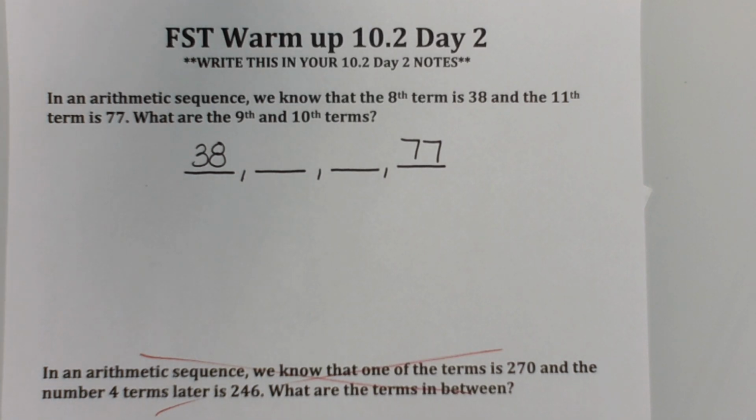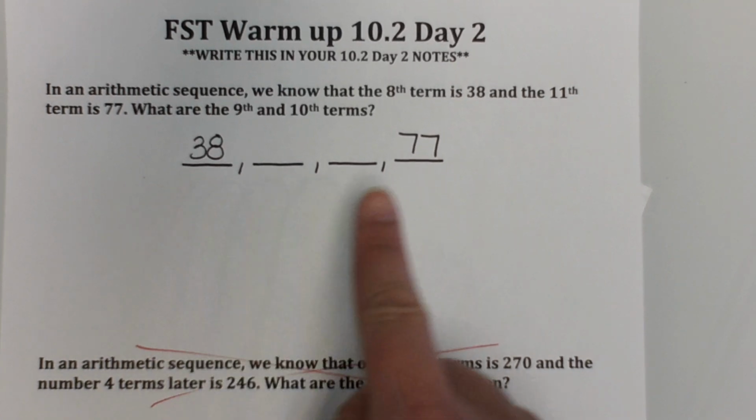Today our warm-up says, in an arithmetic sequence, we know that the 8th term is 38, the 11th term is 77. What are the 9th and the 10th terms? In other words, what are the ones in between? And I gave you a hint.